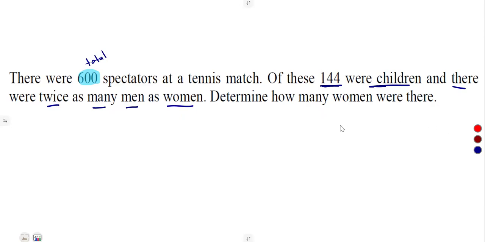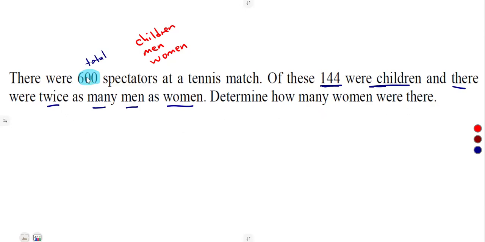So this is what we have. In this total, we have children, we have men, and we have women. In the given total. So the question here is: determine how many women there were.